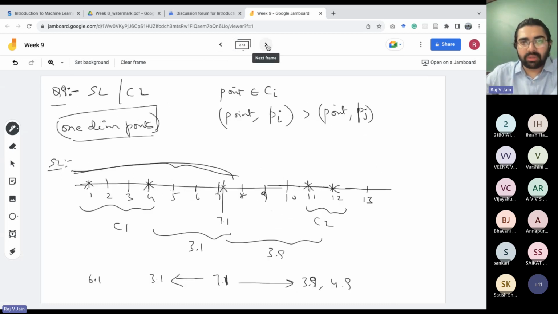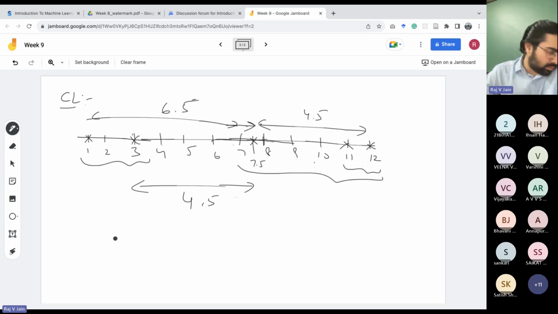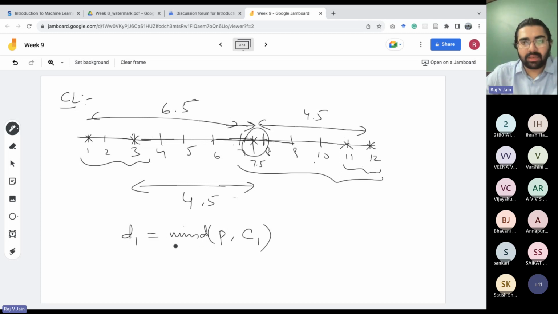So how would you try to solve this? You can try to formulate it as a problem like this. Let's say D1 is the distance of some point P which we are trying to consider. So that's going to be the minimum distance from the point P under consideration to the cluster C1, over all points in C1, right? Then D2 is again the same thing, minimize over D(P, C2). I'm talking about single linkage, right?